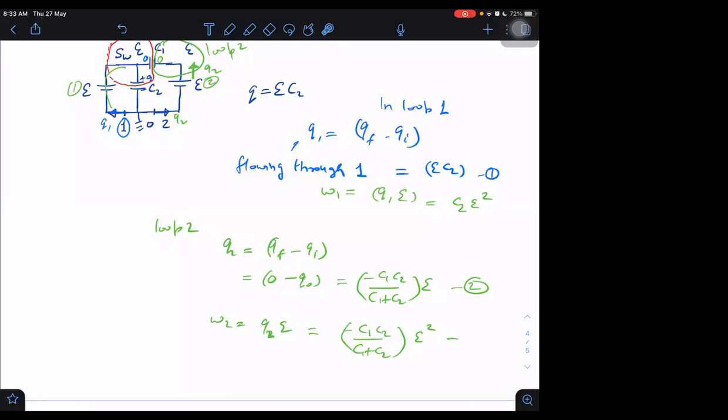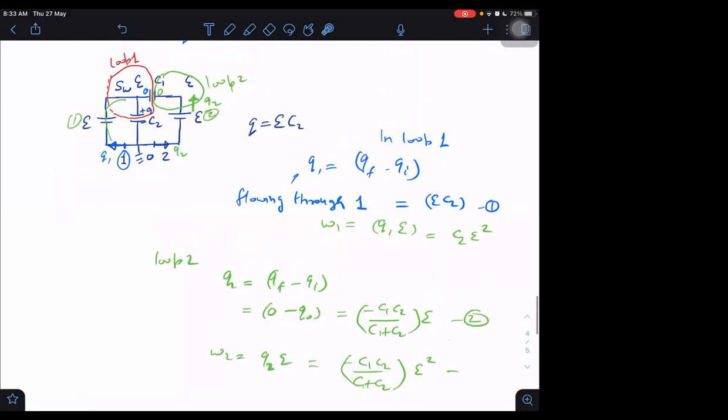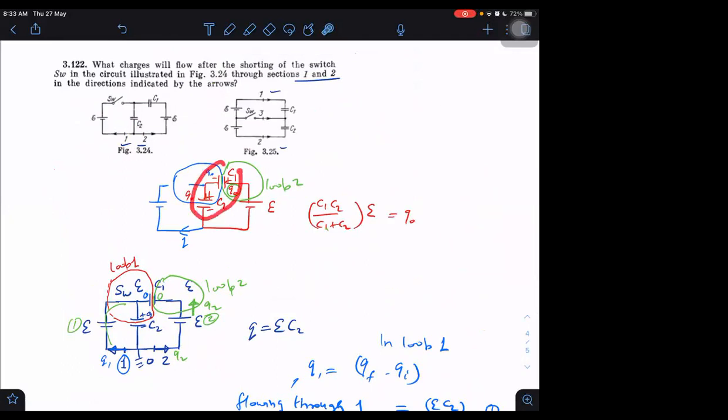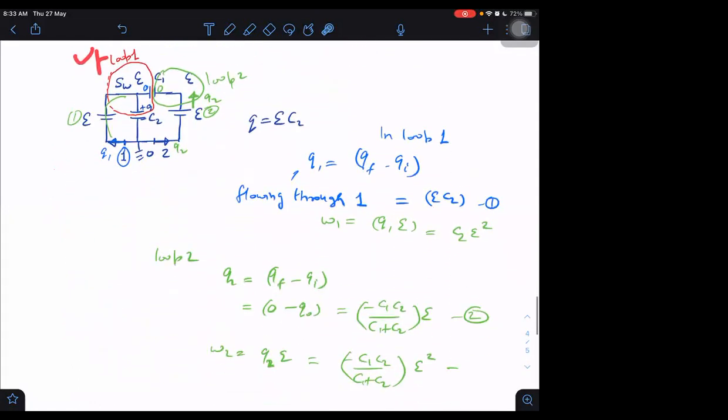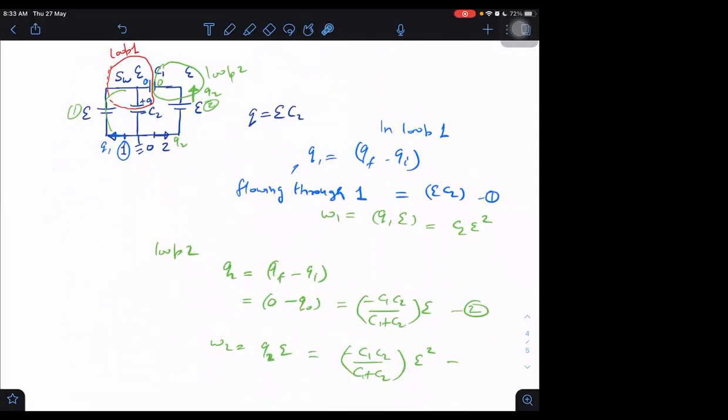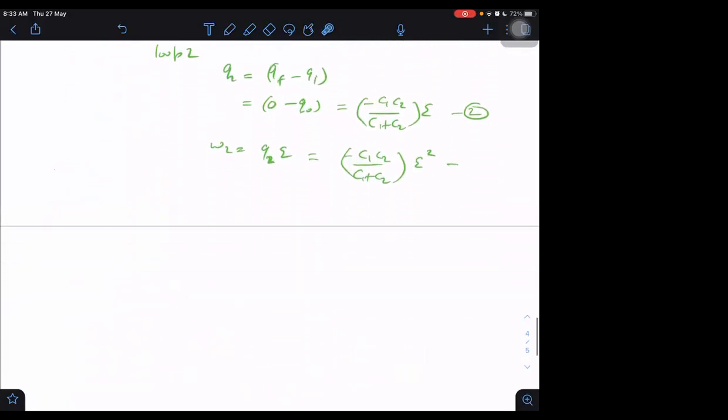Here, if I have to write the final energy, I can write it directly. Final energy is just in this, and that is equal to half of C2 into E square. What is the initial energy? These two are connected together in series with this. So the initial energy will be half of C1 C2 upon C1 plus C2 into E square. I know the initial energy and the final energy, so I can take the difference, U final minus U initial. Then after that, I can get the heat energy also.